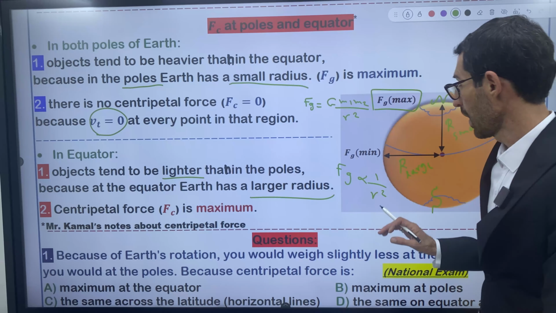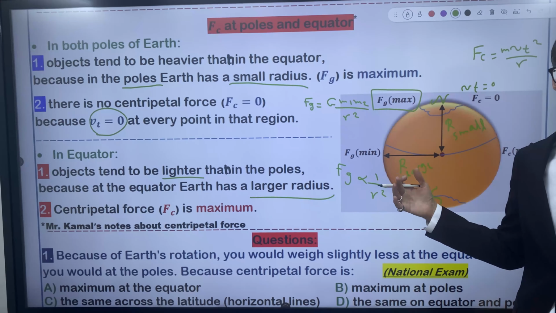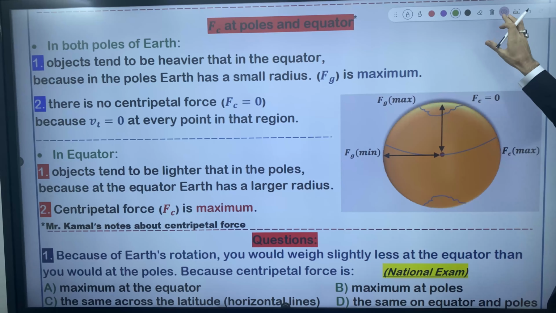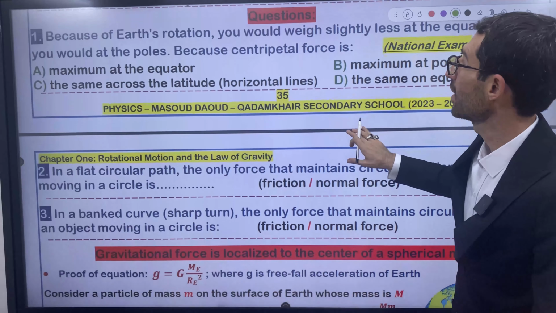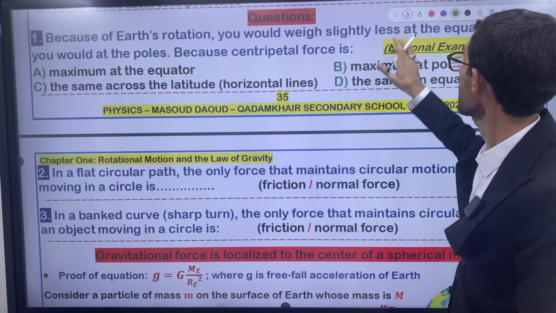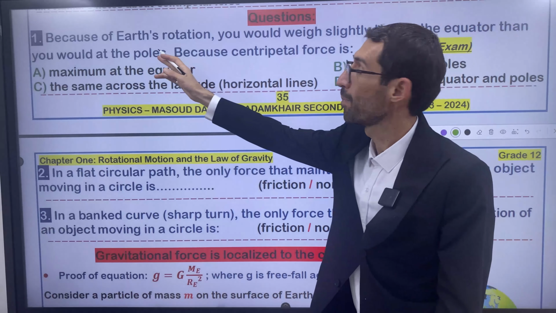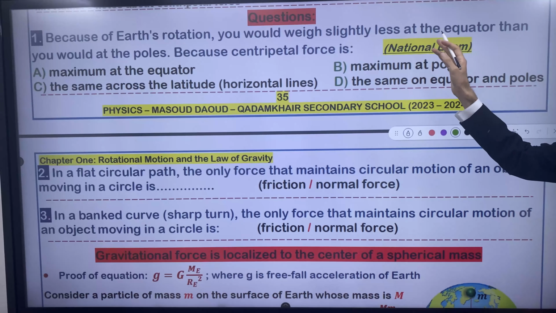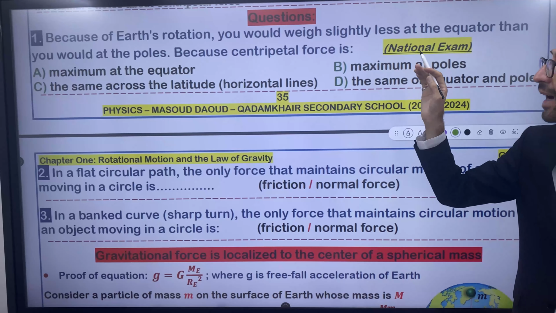That's it. Let me read the question. It has to do with this subject, and it is a question from the national exam. Let me read the question for you, and I want you to guess the answer. There are three questions about this subject. Question number 1: because of Earth's rotation, you would weigh slightly less at the equator than you would at the poles.